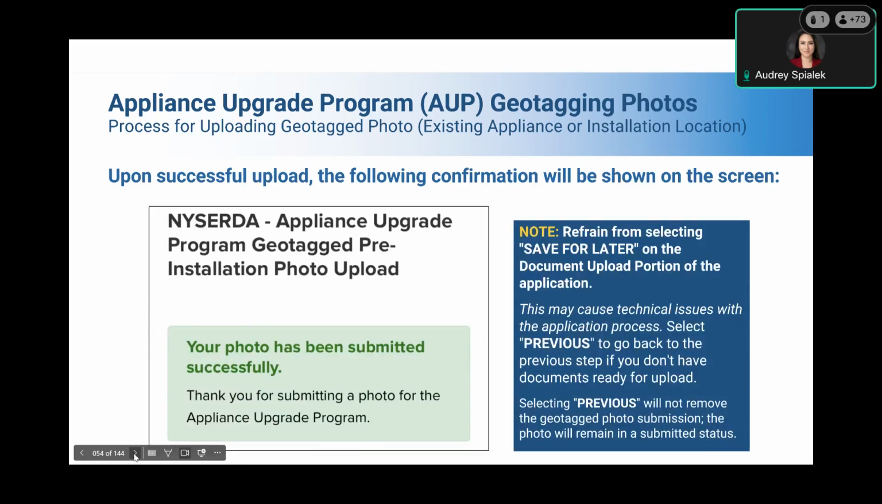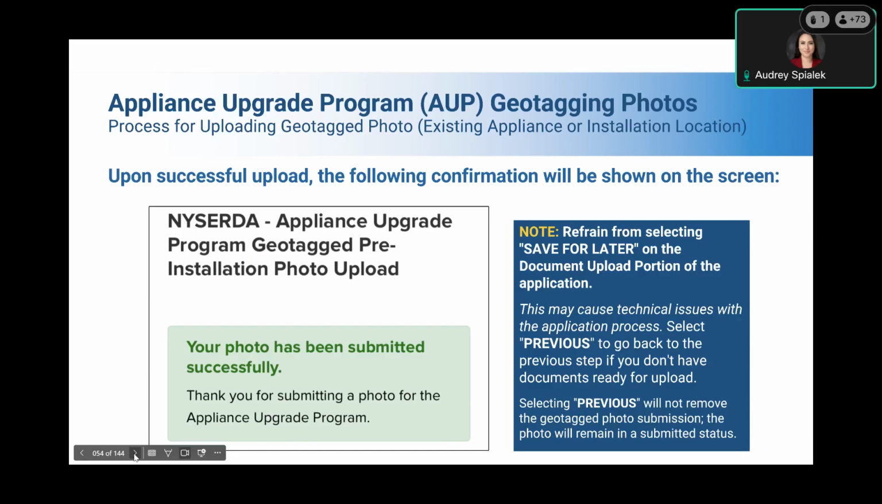Once you successfully submit that photo, you'll receive this green message that gives you that thumbs up that says, hey, good job, you submitted it successfully. And then essentially you're able to proceed forward. Please refrain from saving for later on the document upload portion page of the application, because you might run into some technical issues. Just talking about how to avoid those. Just select previous and then save on that previous step if you don't have all of those documents ready to help someone, because we want to do our best to avoid those tech issues when possible.